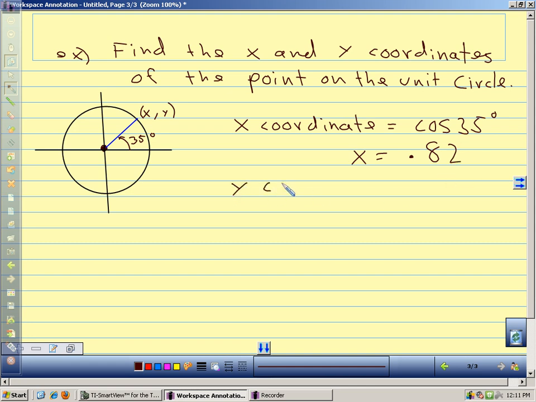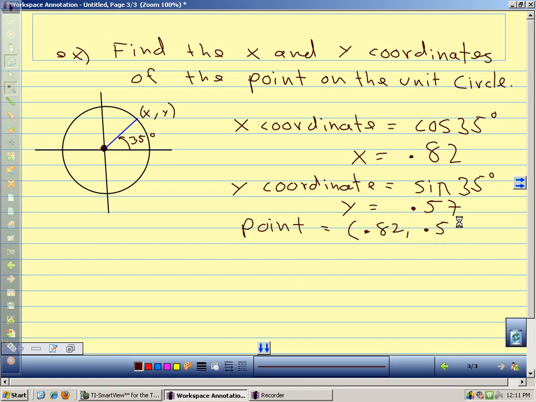The y coordinate is just the sine of our angle. Sine of 35 degrees, so y equals sine of 35 in our calculator, and we get 0.57. So our point is 0.82 for the x and 0.57 for the y. And that's all we have to do. The sine gives us the y coordinate, the cosine gives us the x coordinate, because we're on the unit circle.